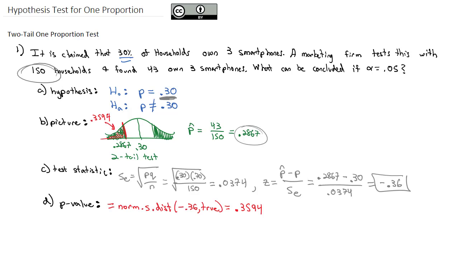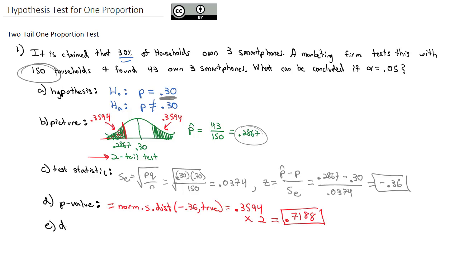But that on my picture is actually only representing the left tail. Because this was a two-tailed test, we have to remember that same amount, because it's symmetrical, 0.3594, is also on the right side. So to get the actual p-value, we're going to multiply by 2 to account for the left and right tail on my two-tailed test. And so my actual p-value is 0.7188.